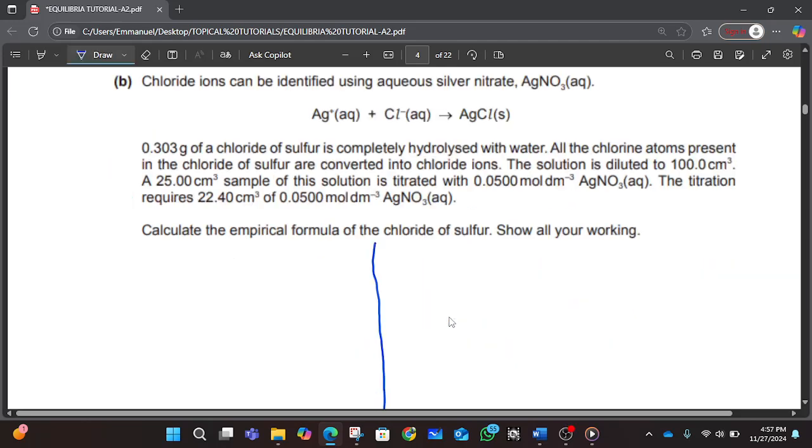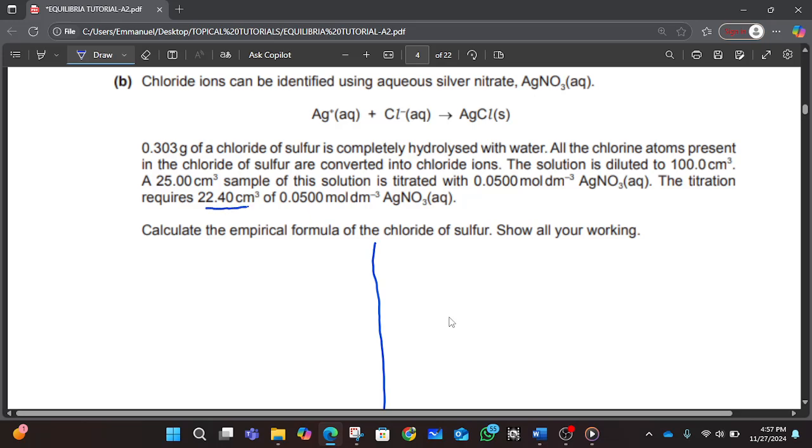Show all your working. In this question, the total mass of the chloride of sulfur has been given as 0.303 grams. But information has also been given that will help us calculate the mass of the chloride in the chloride of sulfur. Once we know the mass of the chloride, we can subtract it from the total mass, which is 0.303 grams, to also find the mass of sulfur. And once we know both masses, we can easily determine the empirical formula.